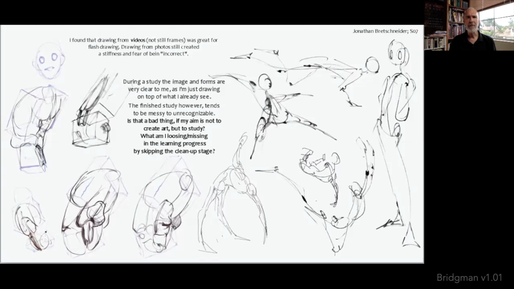During a study, the image and forms are very clear to me. Well, that's nice. So I'm just drawing on top of what I already see. Well, that's enviable. The finished study, however, tends to be messy to unrecognizable. Is that a bad thing if my aim is not to create art, but to study? Not necessarily. What am I losing or missing in the learning process by skipping the cleanup stage? What you're losing or missing may be unimportant.